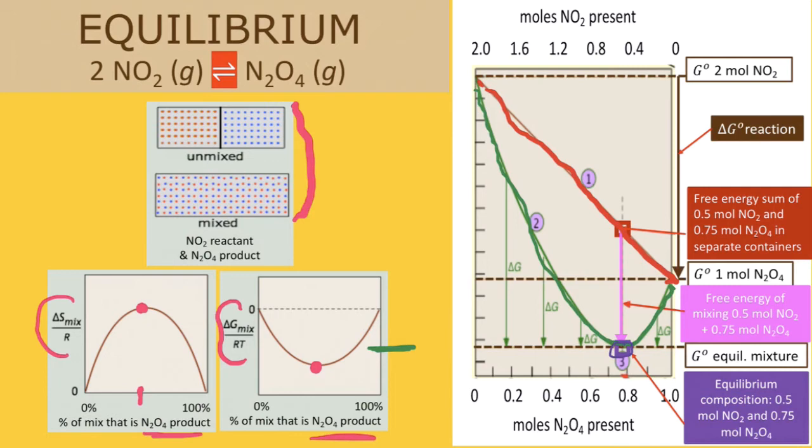Let's note that if we had stayed at the 0.5 moles of NO2 and the 0.75 moles of N2O4, we've only gone part way down on our straight line, line 1. So we haven't made all the negative delta G possible that we could if the reactants went all the way to products. It produces a smaller negative delta G from the reaction than if it had gone to completion. However, we made up for this from the delta G due to the delta S of mixing, and that's this distance right here between line 1 and line 2.